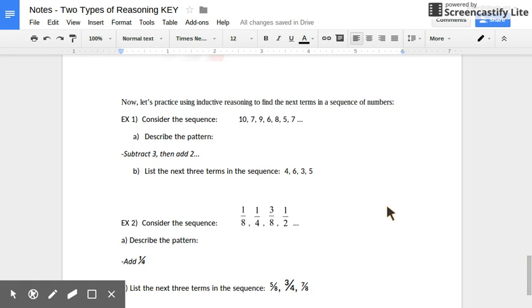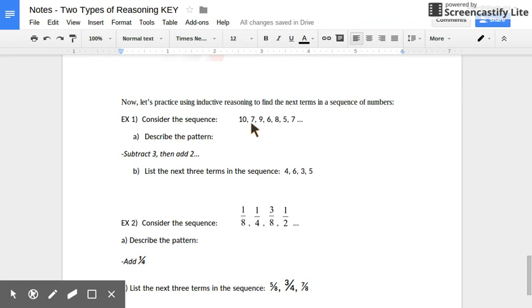Let's do a little bit of math today, and let's practice using this idea of inductive reasoning to find the next terms in a sequence of numbers. We're looking for patterns, so we're using inductive reasoning. Let's consider the sequence. Can we find a pattern in these numbers?